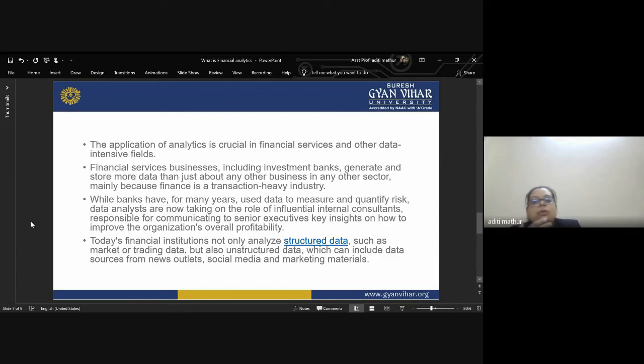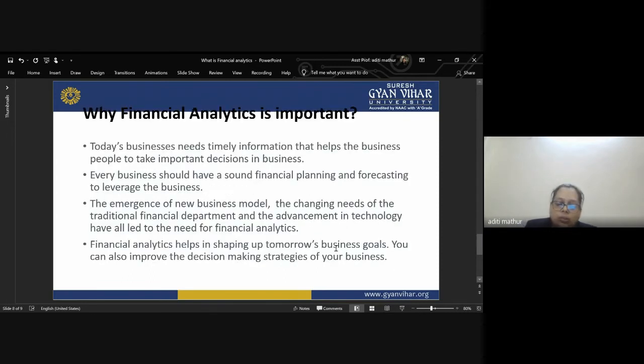So we are using both types of data, right? So you should know what type of data we are using. We are using both structured and unstructured data for the analysis in your financial institutions.